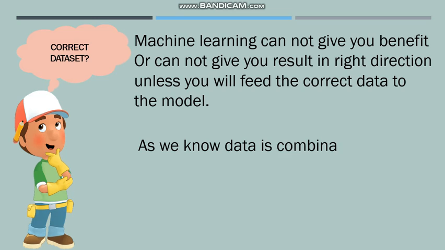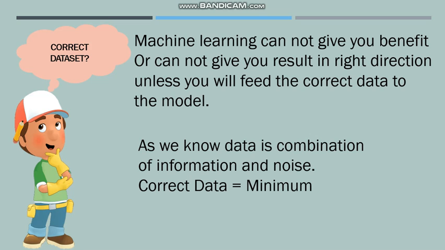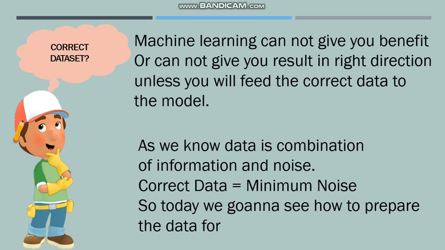As we know, data is the combination of information and noise. So correct data is equal to minimum noise. So we have the data set in which we have the minimum noise, so we have the maximum information in it. Today we're going to see how to prepare the data for a better outcome, so how we can get the better outcome from our data.